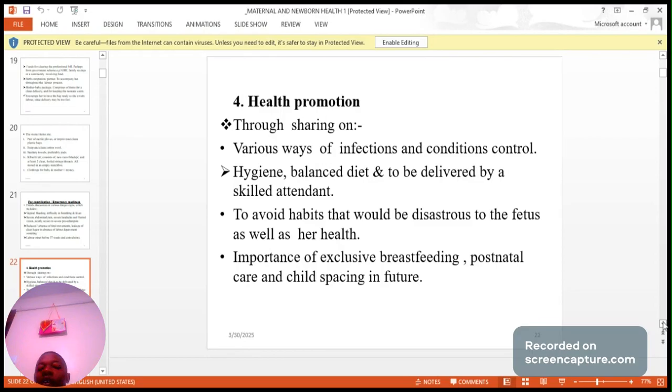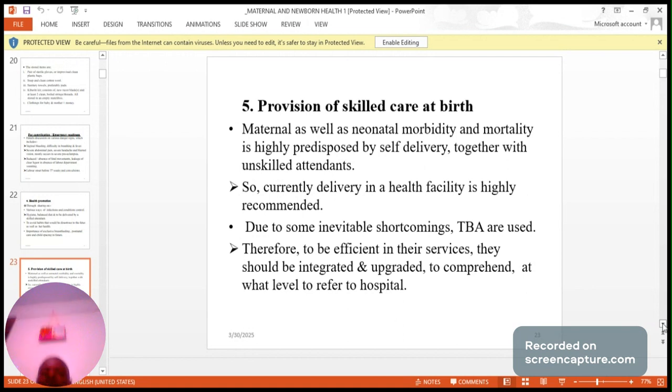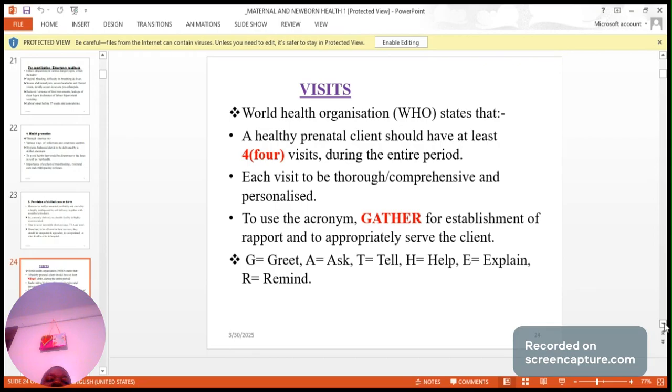Health promotion through sharing on hygiene, balanced diet, ways of infection and conditions and how to control them, avoiding habits that will be disastrous to the fetus, importance of exclusive breastfeeding, postnatal care, and child spacing in future as well. On provision of skilled care at birth, maternal as well as neonatal morbidity and mortality is highly predisposed by self-delivery together with unskilled delivery. So currently, deliveries at health facilities are highly recommended. But due to some inevitable shortcomings, traditional birth attendants, the TBAs, can be used. To be efficient in the service, they should be integrated, informed, and know at what level to refer to hospital if they see certain conditions. Those are very important, which is why we also need to do health promotion in the community.